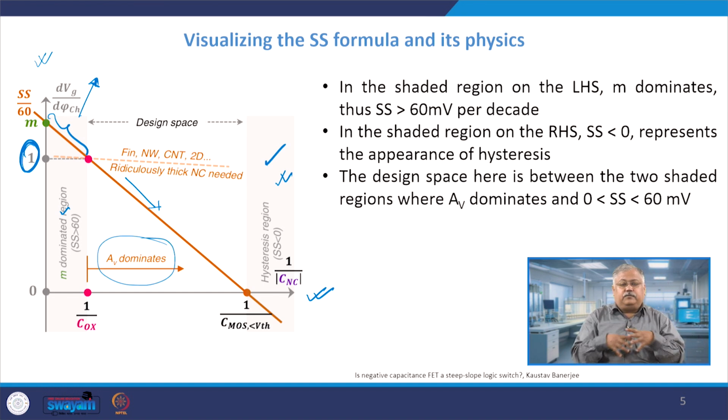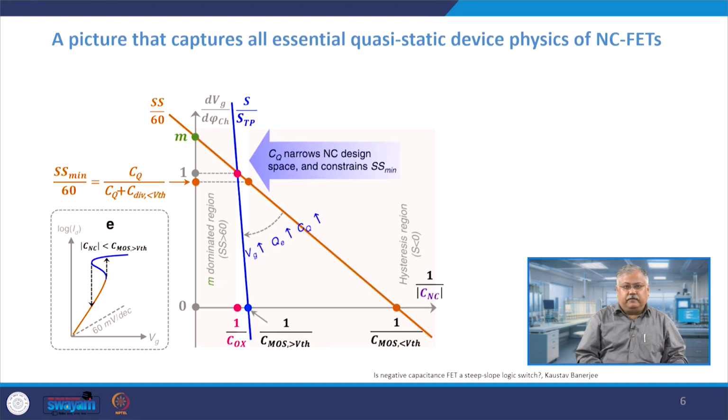And that is the place where you want to work ideally in case of devices with higher slopes. Now let's take that graph and apply it to the quasi-static device physics of the NC-FET. On the left hand side, if you plot log ID versus Vg, as the Vg increases, you see the brown curve go on increasing.